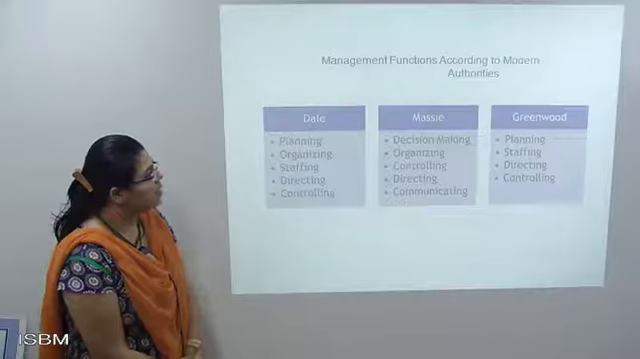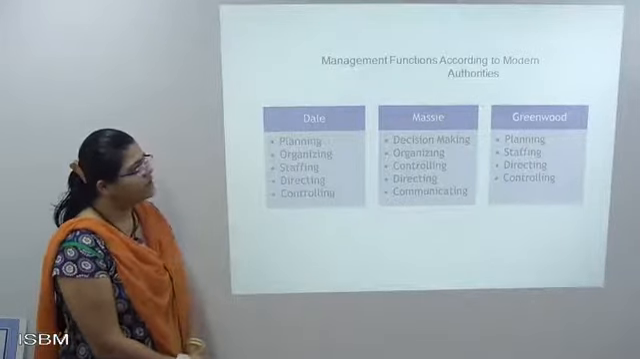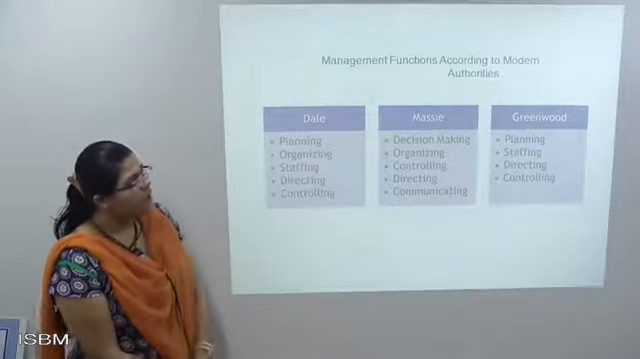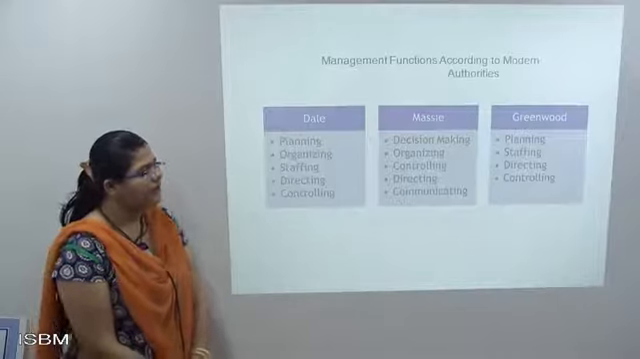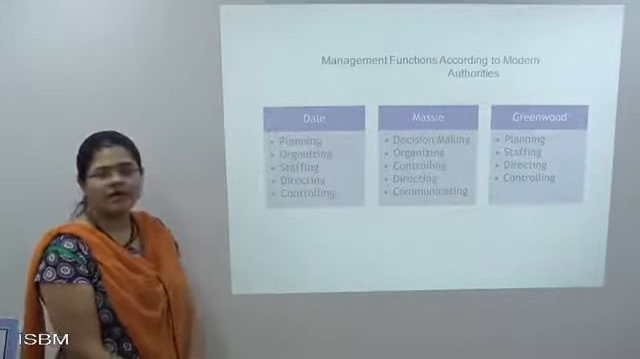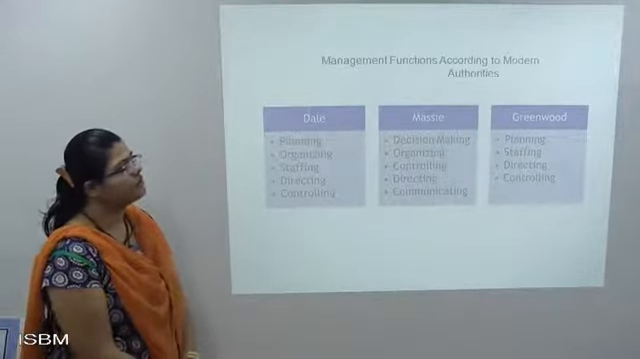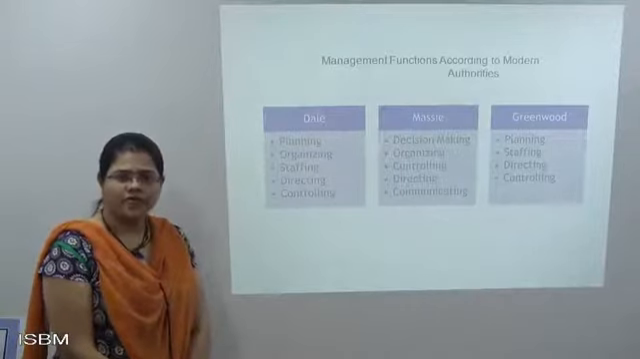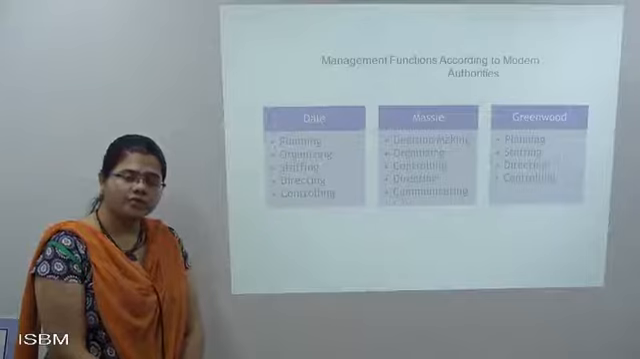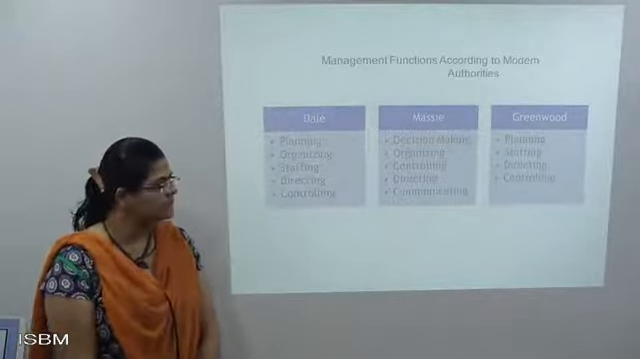You have planning, organizing, staffing, directing, and controlling. That is called Dale. Massie: decision making, organizing, controlling, directing, and communication. Greenwood: planning, staffing, directing, and controlling. These are the different techniques by which management functions are currently run, and according to these different authors, they have shown different ideas through which one can supervise the functional things in the administrative departments.